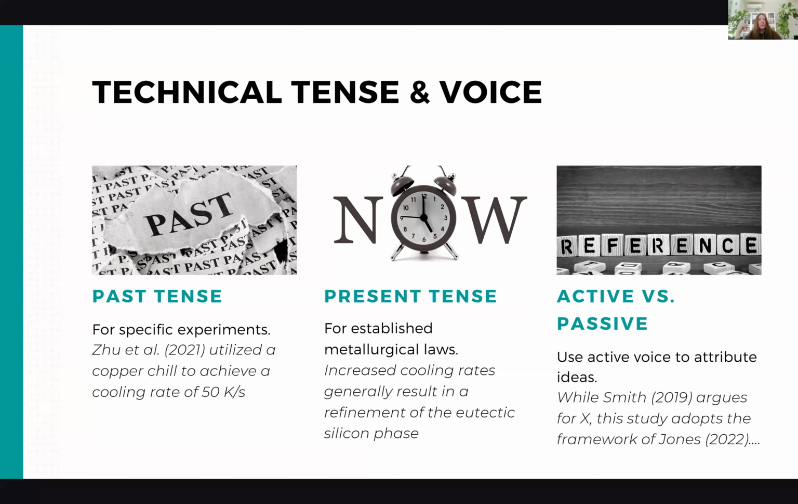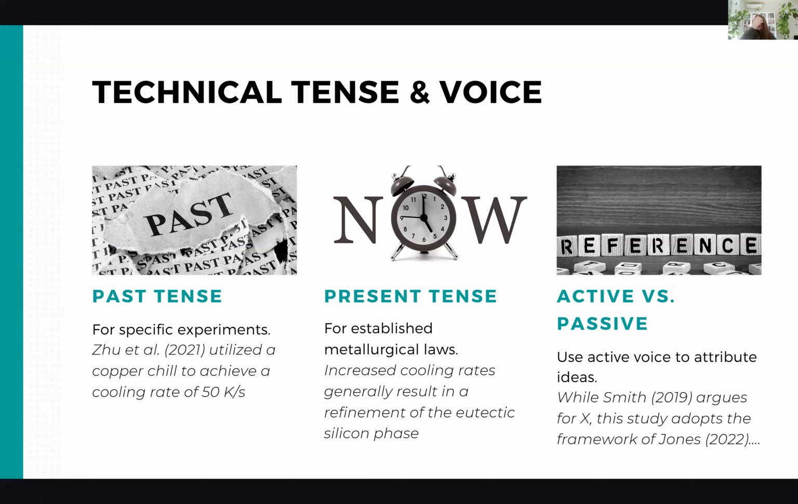Even if you are writing, for example, a methodology section, you don't have to write that we will use an induction furnace to melt our aluminum alloy. That's not necessary, considering in most cases you would write methodology after already completing your research. You can write it in past tense, so describing something that has already happened.